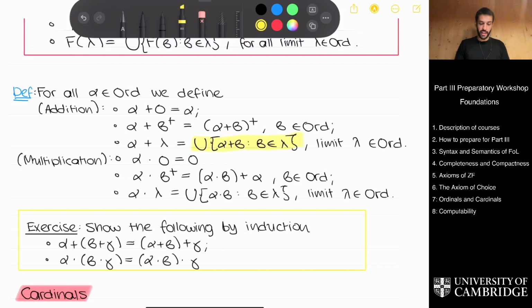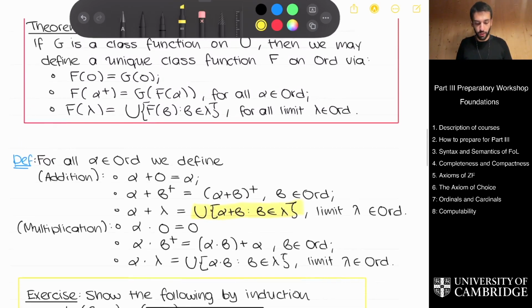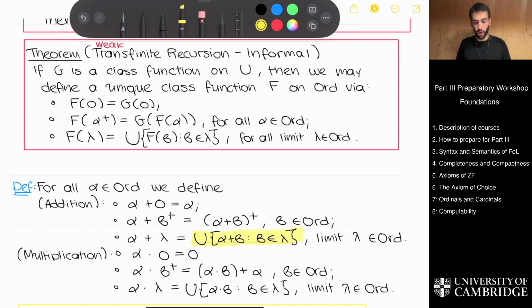Likewise, we may define multiplication of ordinals. This is again defined by recursion. For any ordinal alpha, we say that alpha times 0 is 0. Alpha times the successor of beta is alpha times beta plus alpha, where beta is any ordinal whatsoever. And finally, alpha times lambda, where lambda is a limit ordinal, is simply the union, or the supremum, of the set containing alpha times beta, where beta is in lambda. So these are well-defined definitions of ordinal addition and multiplication precisely because of transfinite recursion.